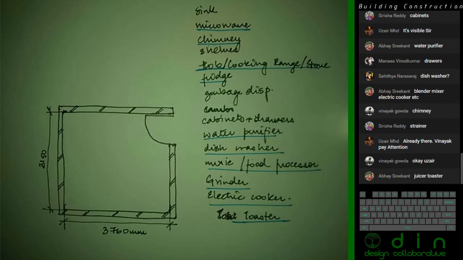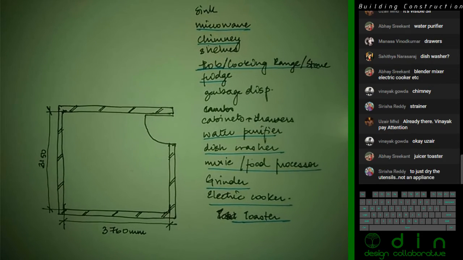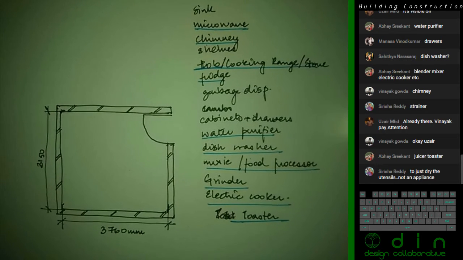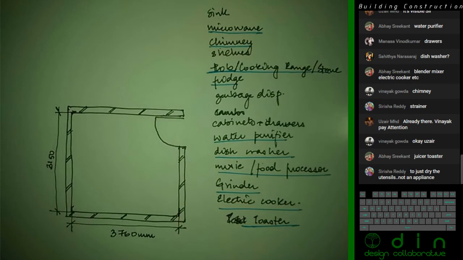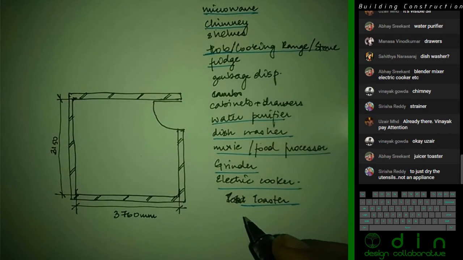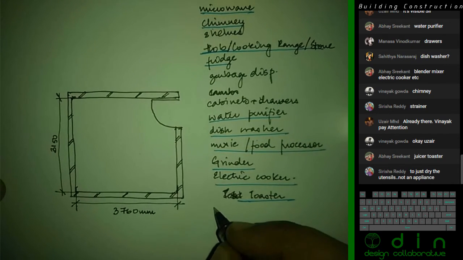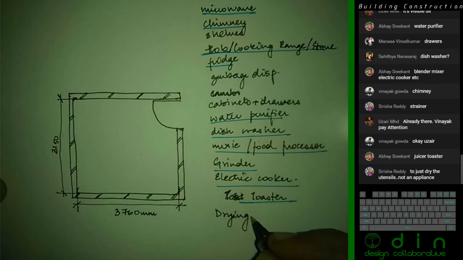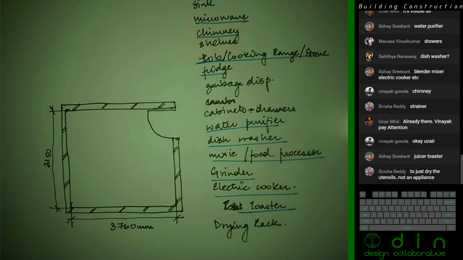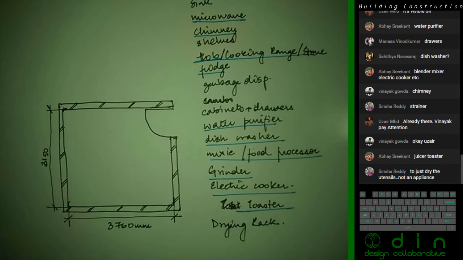Just to try the utensils. Yeah, we should actually write that down. That's a rather important thing. Exhaust fans. We are assuming we use a chimney, so we won't need an exhaust fan. Then what is the other one? A drying rack, maybe. Just a place where you stack all your utensils immediately after you wash them, so that they drip dry on their own. Right.